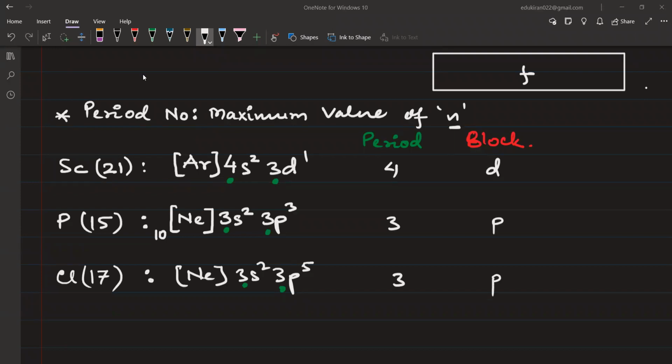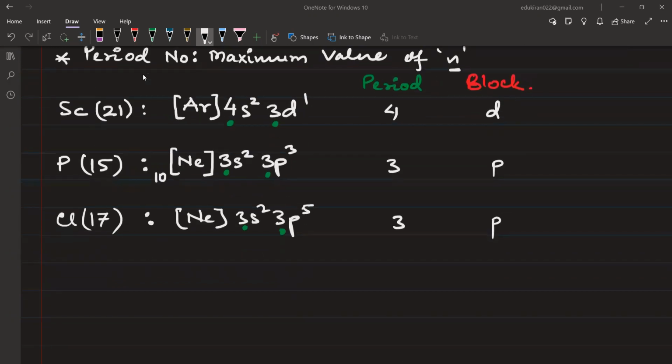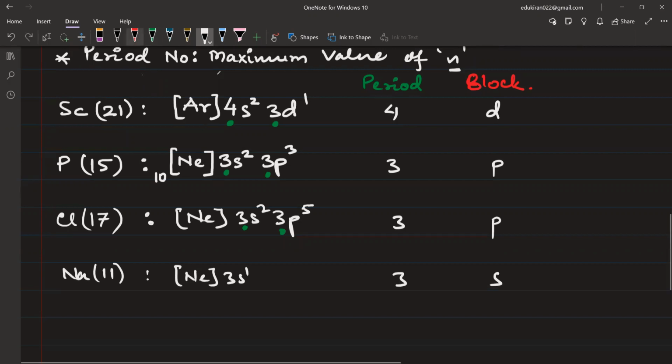Let me write one more. Let us say it is sodium. Sodium 11, neon, and then 3s1, right? So the period is 3 and the block is S here. Now the last one is the group number.